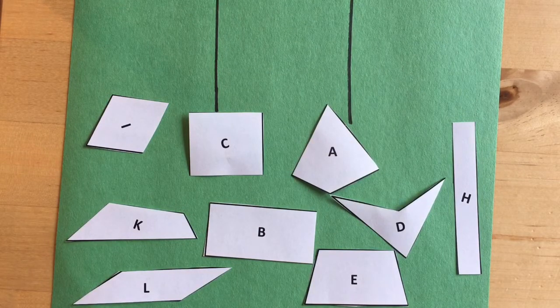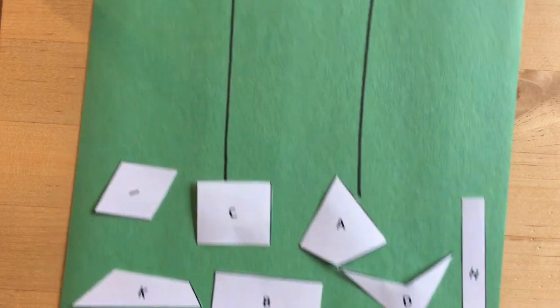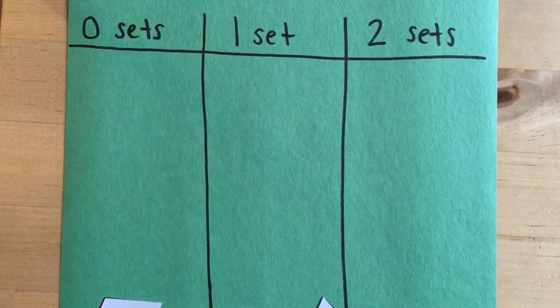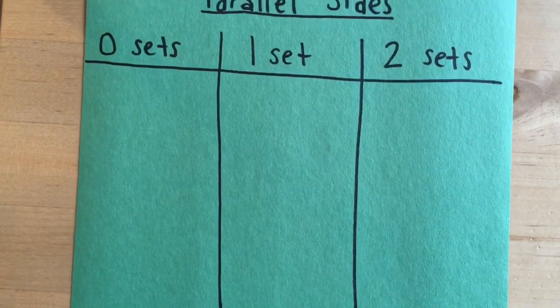So as you can see, we have several quadrilaterals in front of us. All of them have 4 sides. So we're going to go ahead and classify them by some of their attributes. So the first attribute we're going to be looking at is the number of sets of parallel sides they have. So they either could have 0 sets, 1 set, or 2 sets.